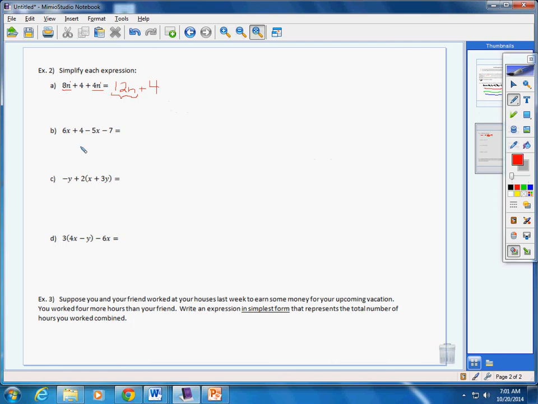Let's move on to B. So once again, if it says simplify, the first thing you want to do is identify your like terms. If you need to underline or circle, please do so. Okay, so let's start off. 6x. Are there any other x's? Yeah, there are. We've got negative 5x right here. Okay, let's also look and say, okay, we've got a positive 4, and a negative 7. So you're looking at your like terms here.